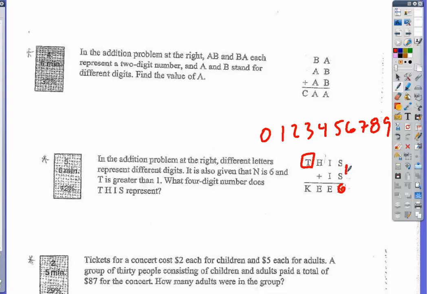Something plus something has to equal 6. It's got to be 3 plus 3. It's pretty much all it can be in this case. So then we have I plus I is equal to E. And we know we didn't carry anything over.